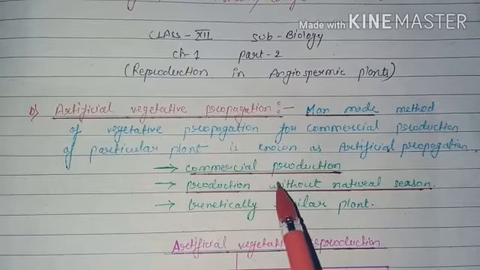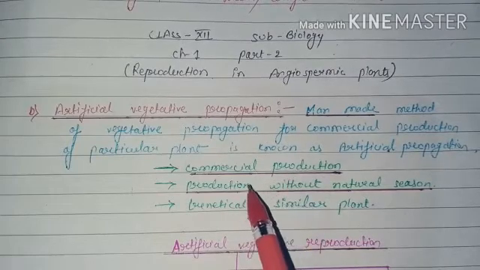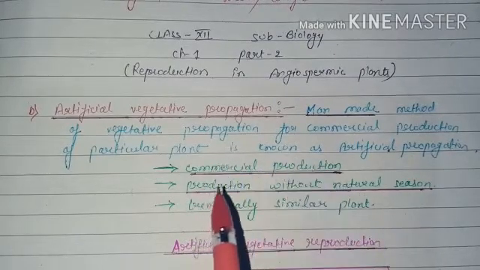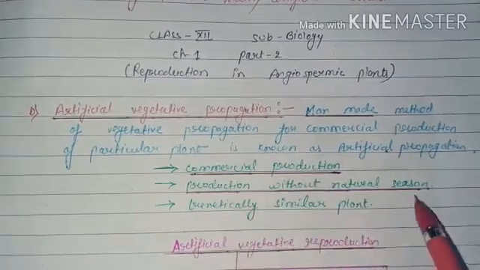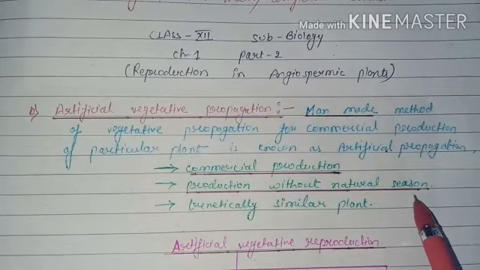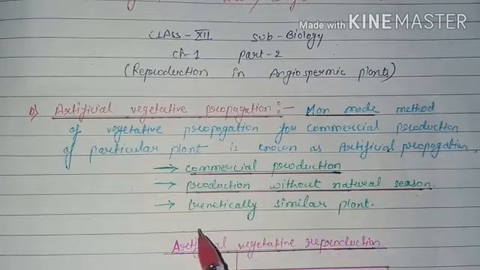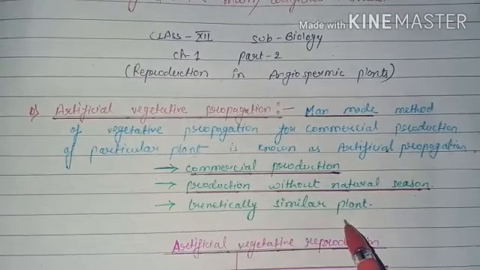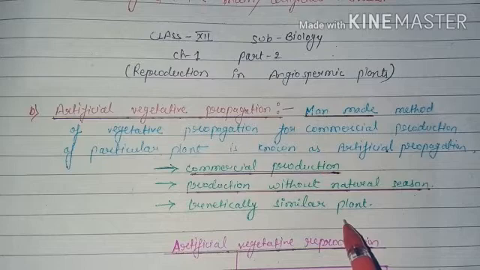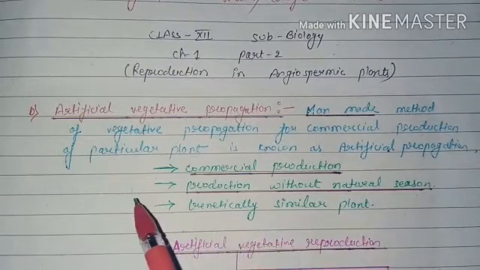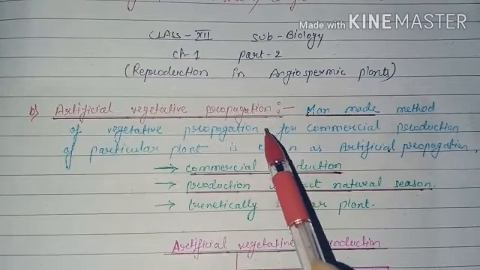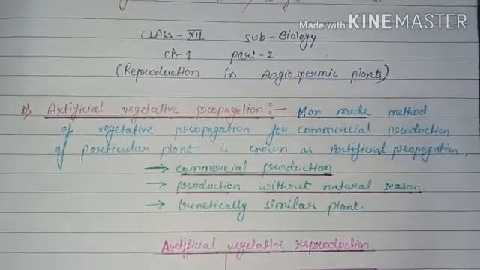The reasons why there is a need for artificial vegetative propagation: first, for commercial production without the natural season. So when there is no natural season, at that time also we get the plant. Next, genetically similar plants, similar to the parent plant. In sexual reproduction or sexual propagation, variation occurs. So when we need only genetically similar plants as the parent plant, we do artificial vegetative propagation.